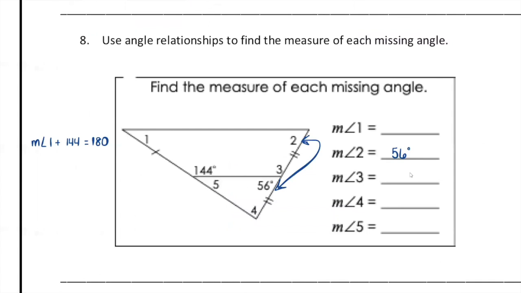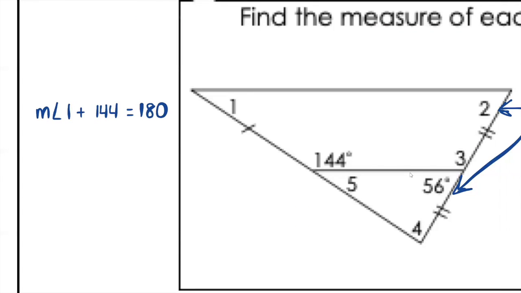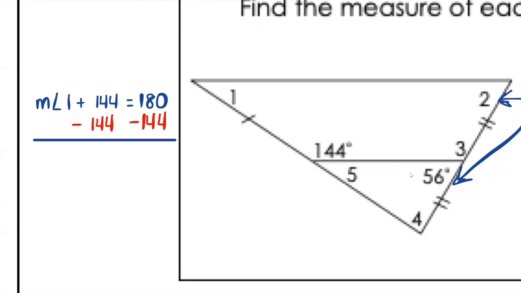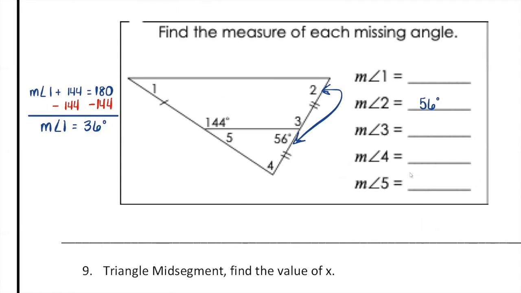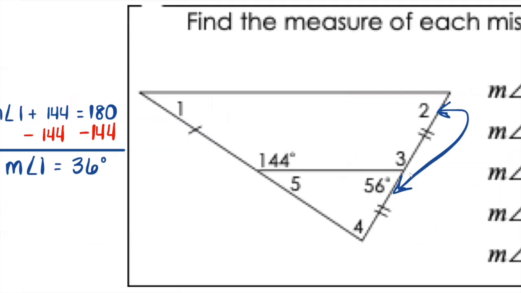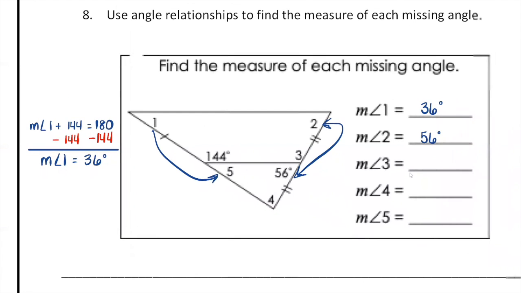Not 360. That would be the entire piece of the quadrilateral if you wanted. Oh, you were saying, I gotcha. Subtract 144 from both sides. So the measure of 1 is 36. Is that right? 36? Yeah. So you know this is 36. And then you can use your corresponding relationship again to say, hey, 1 and 5 are congruent. So if 1 is 36, then 5 has to be 36.